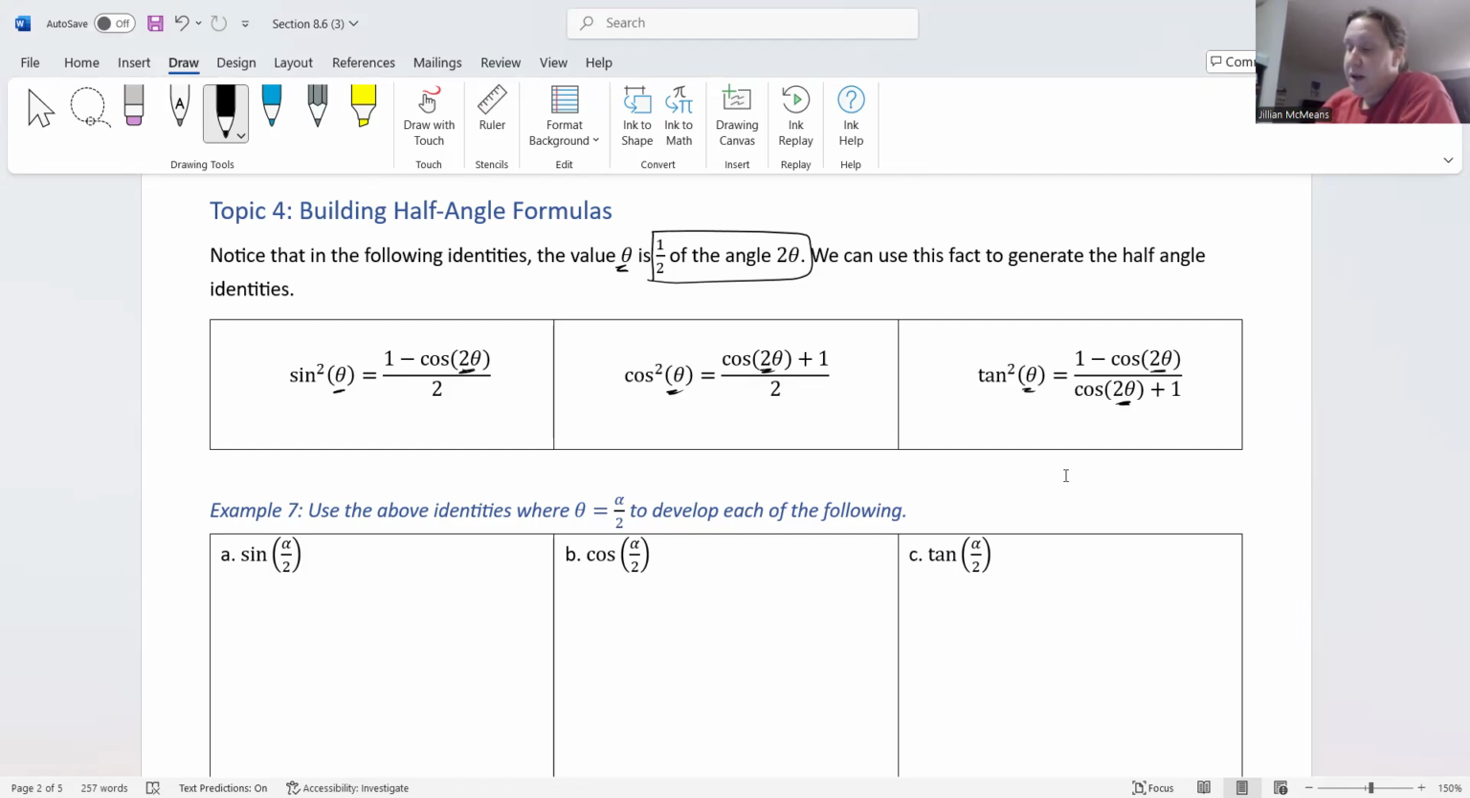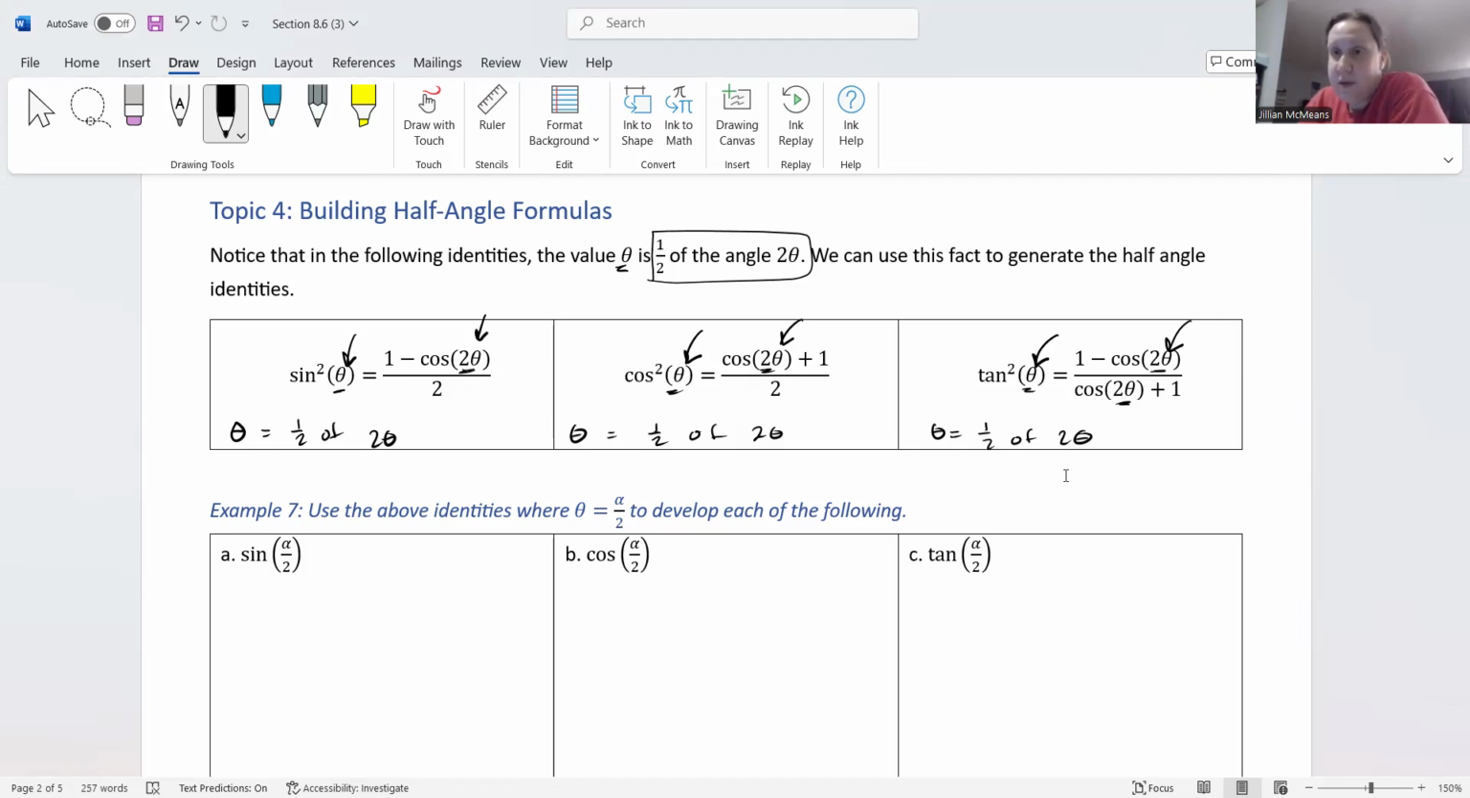Again, it's really important that you understand theta all by itself is half of 2 theta. What we have here is half of what we have here. That's what makes this work, what I'm about to show you.